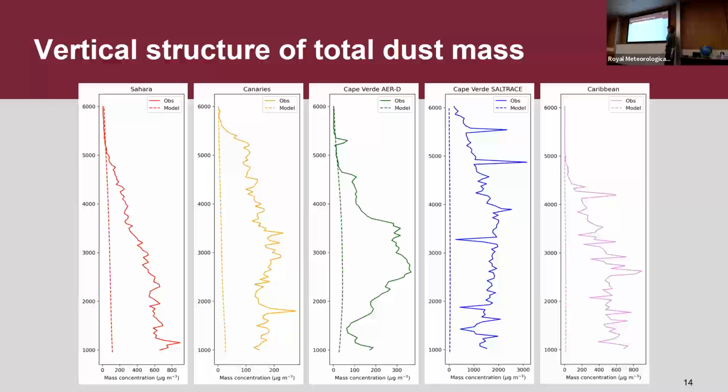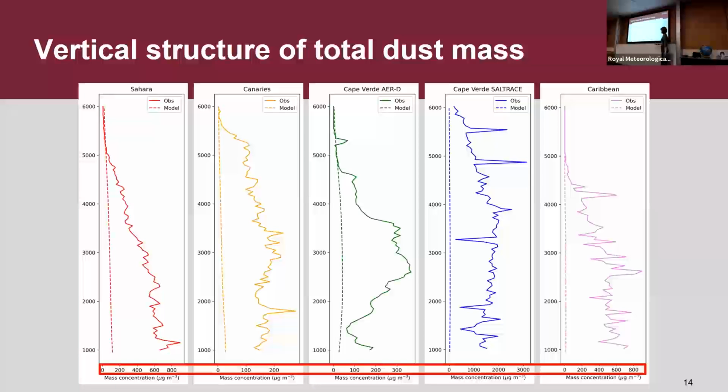So while the AOD is maybe the model's kind of underestimating by half, this is more like a factor of 10 below the observations. Click, please, thank you.